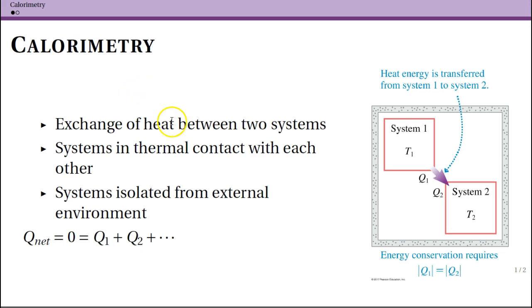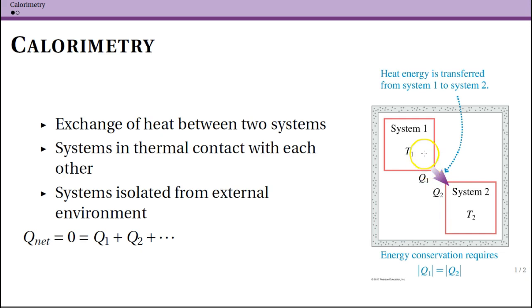So what we don't say is that the decrease in temperature of one system is equal to the increase in temperature of the other system. That's not true because these two systems can be different masses, they can be different materials, so that means they have different specific heats. What's actually true is that Q1 equals Q2 in magnitude, but opposite in sign.